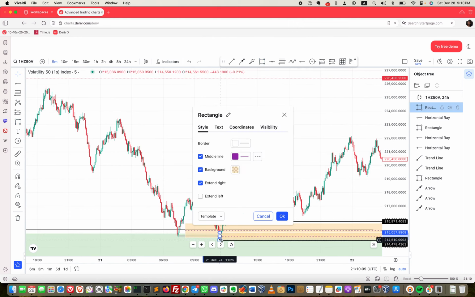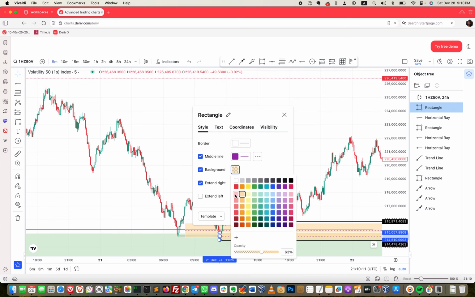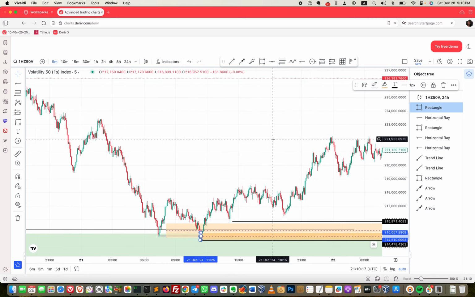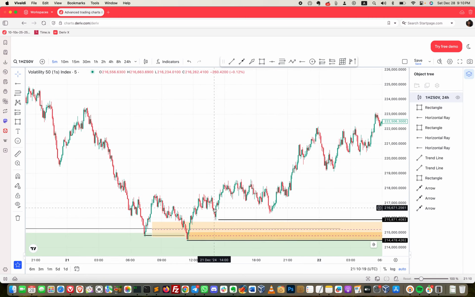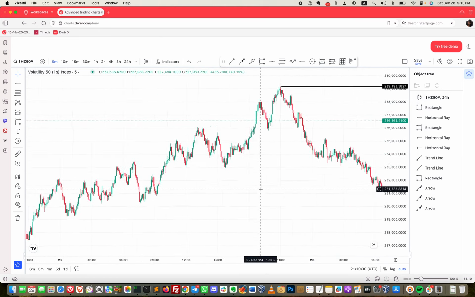You mark that, and then let me give it a different color. Okay, so we have this. So we're expecting the structural liquidity to be taken and the market to enter into our POI, tap into the demand zone, and that is where we enter. Let's see what happened. Let's go.